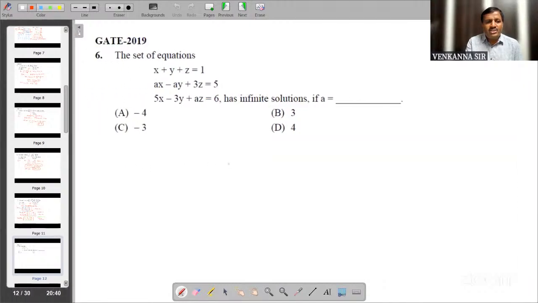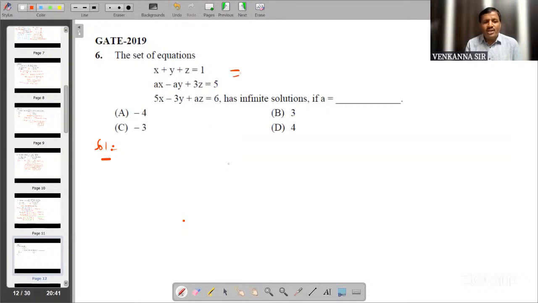Yeah, this is a very interesting question, a recent GATE paper. The set of equations x plus y plus z equal to 1, ax minus ay plus 3z equal to 5, 5x minus 3y plus az equal to 6 has infinite number of solutions. For what value of a does it contain infinite number of solutions?